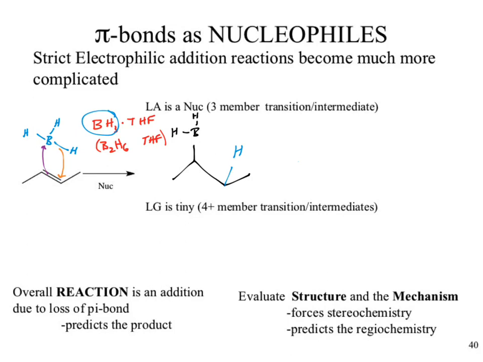Why did you write B2H6 there? That's sometimes what BH3 and THF is shown as. So there are some reagents that, for whatever reason, they like to throw in a bunch of other random stuff at you just to confuse you. That's one of them. B2H6 is the same thing as BH3.